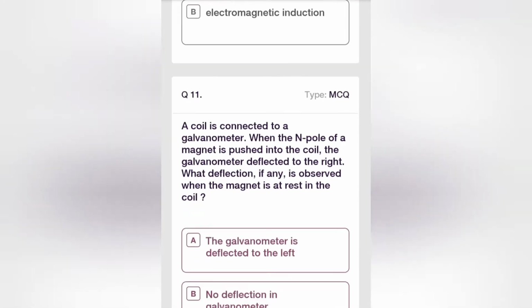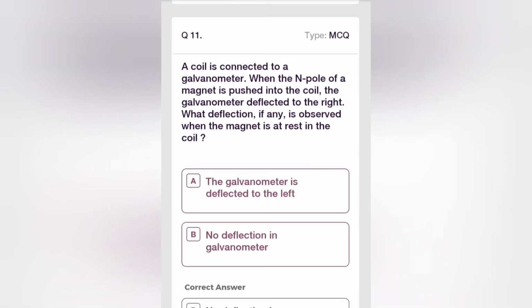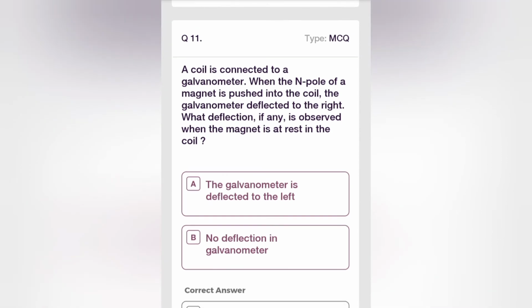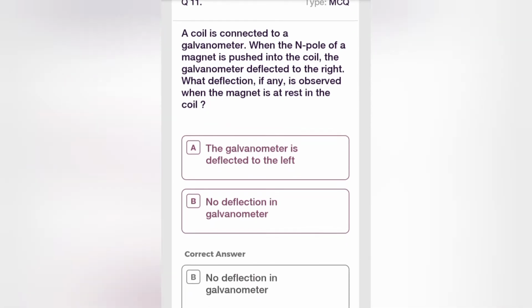That means no current, no EMF will be induced. No induced current flows. So no deflection in the galvanometer. Option B is the correct answer.